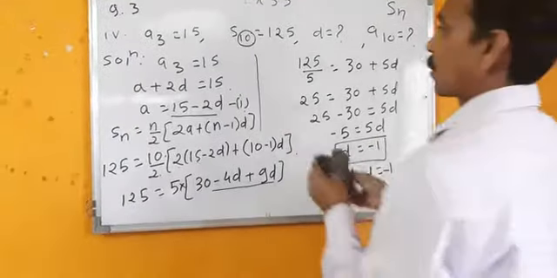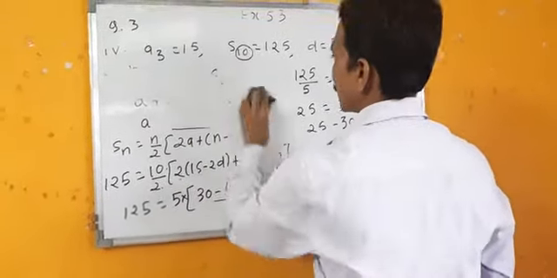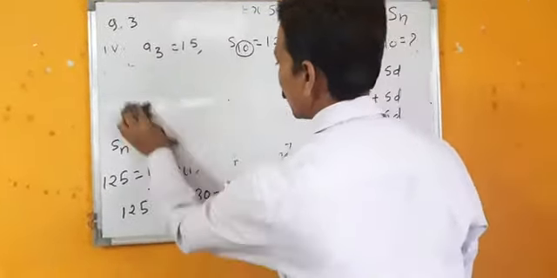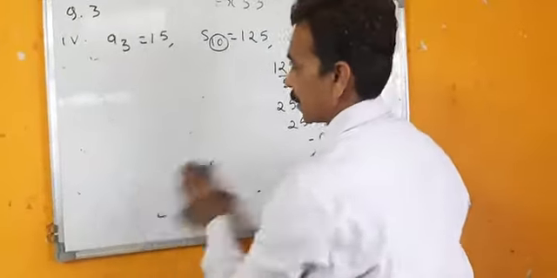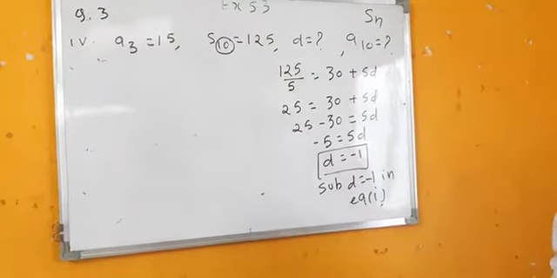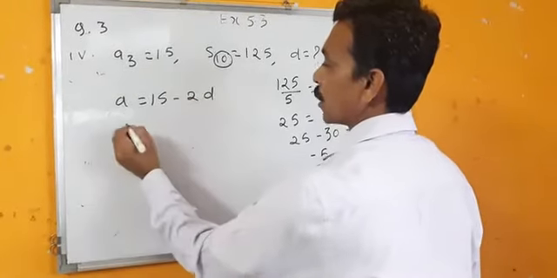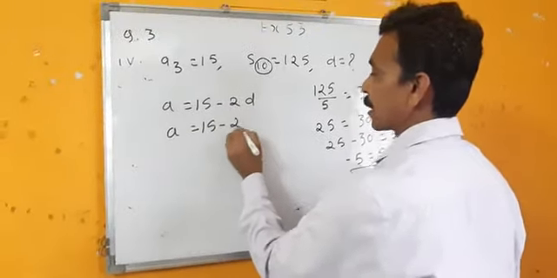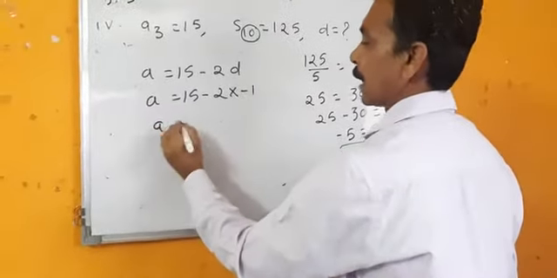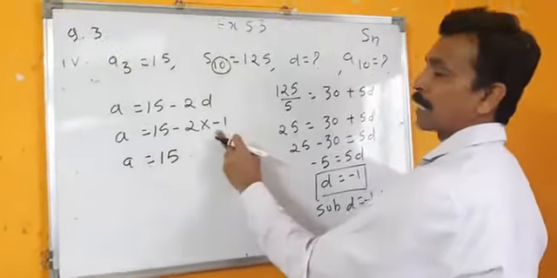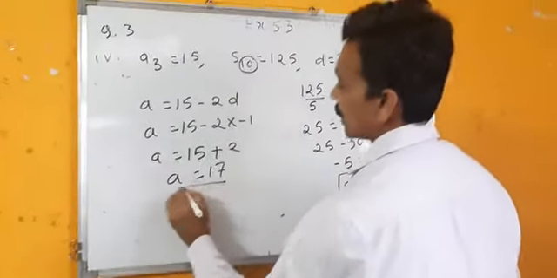I'll drop this part, okay? And A is equal to 15 minus 2D. That is the first equation. A is equal to 15 minus 2D. A is equal to 15 minus 2 into D. What is the value of D? Minus 1. A is equal to 15. Minus into minus is plus. 2 ones are 2. A is equal to 17.